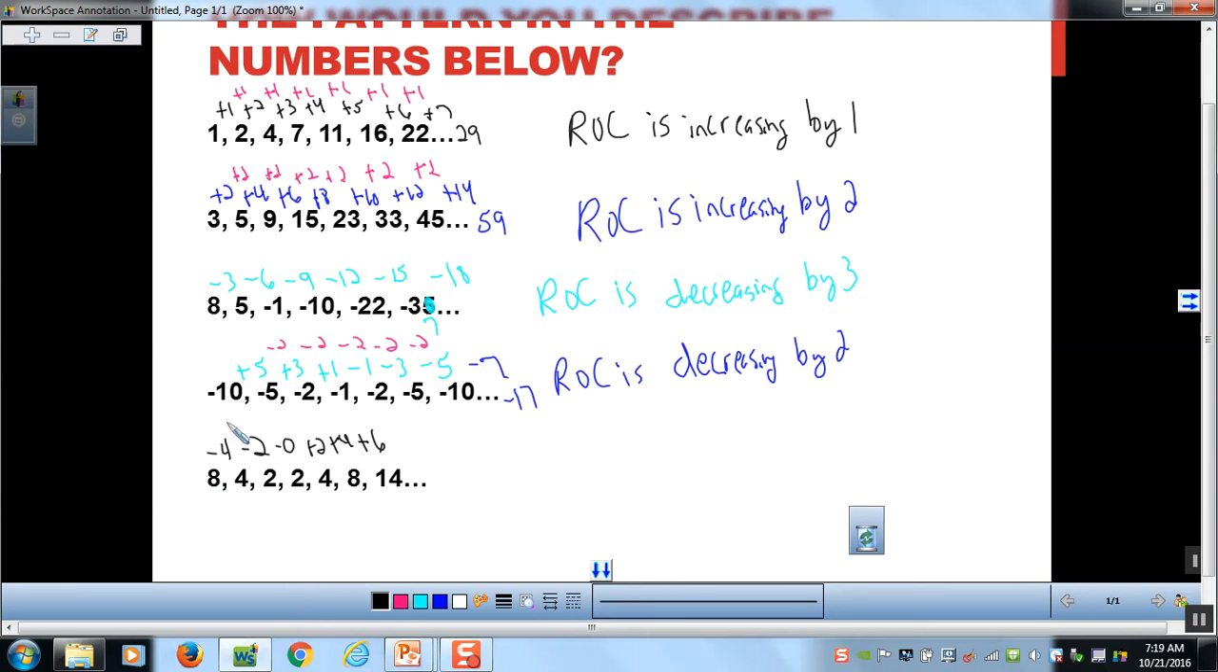All right, and then once again, if you look at that, I'm adding 2 to get here. I'm adding 2 to get here. Add 2, add 2, add 2. So you can see that the rate of change is increasing by 2.